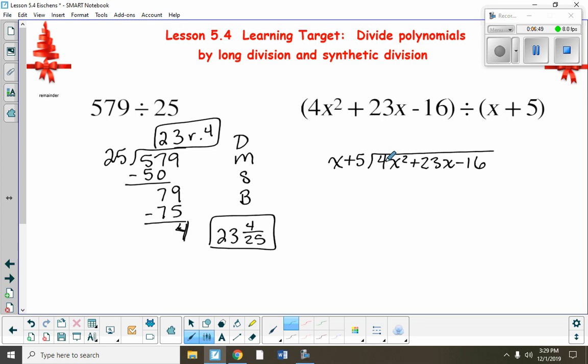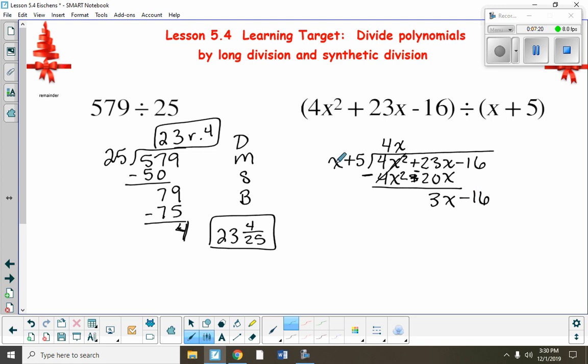So first of all, we divide. So x times what would give us 4x squared? You'd have to multiply by 4x. So now we multiply. 4x times x is 4x squared, and 4x times 5 is 20x. Now we subtract. This is a minus, and this becomes a minus. So this cancels, and so we have 23 minus 20 is 3x, and then we bring down.